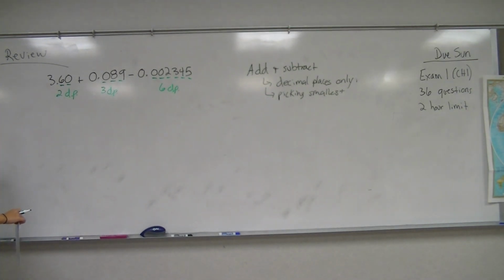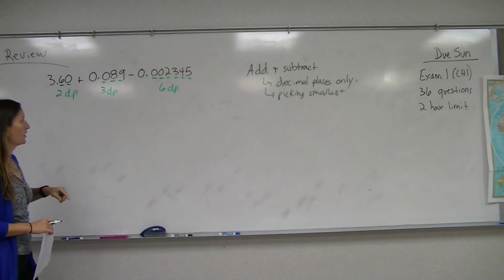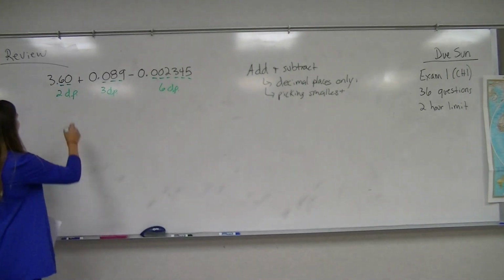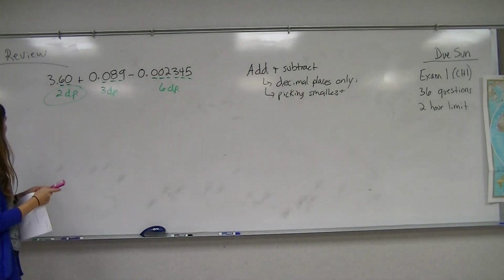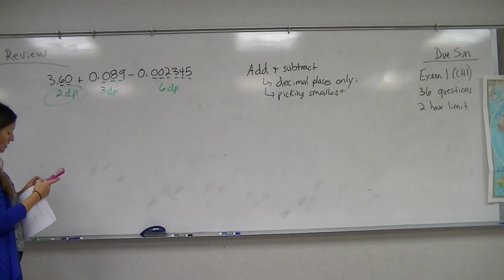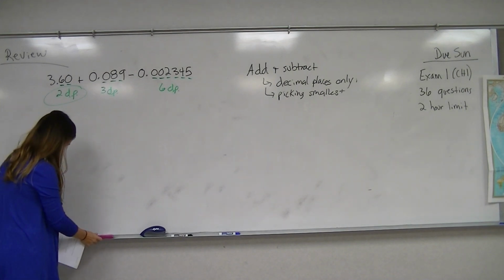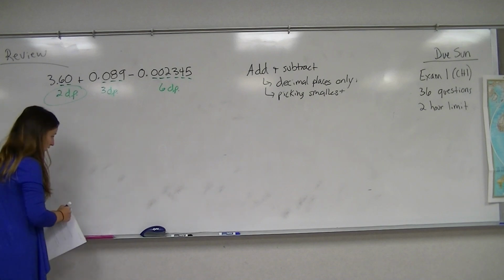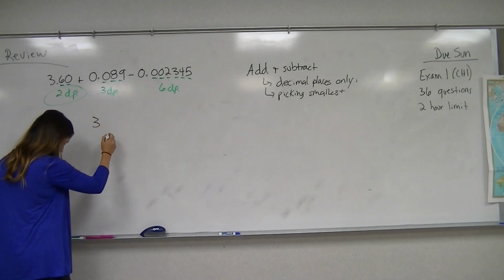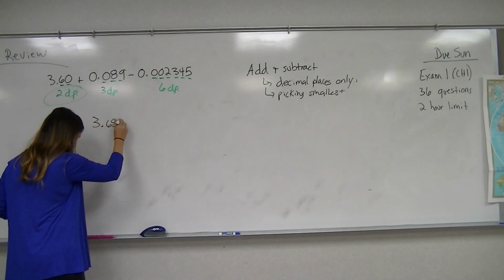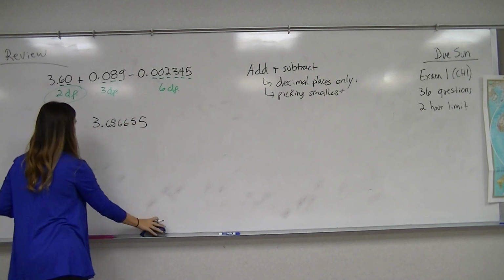Okay, so now looking at these numbers, pick the smallest, 2 decimal places. So what that means is once I calculate this answer, I want to make sure that I go out 2 decimal places. 0.686655.